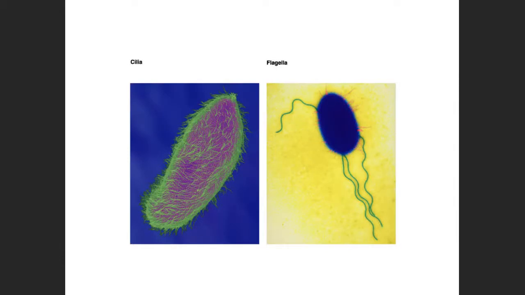So you can see that they have these small projections here, right? Those are fimbriae, and then they have flagella. Eukaryotic cells will have cilia or flagella, but not both. Okay? Any questions? Okay.